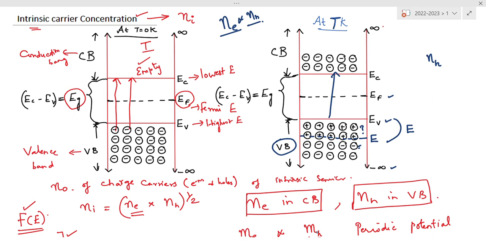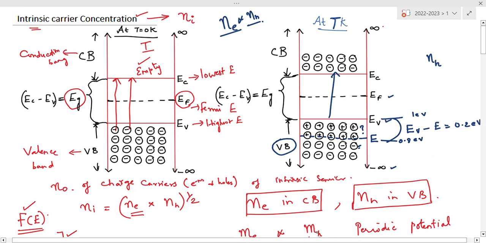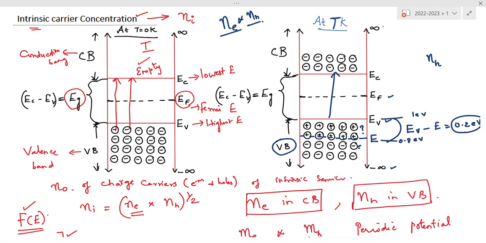For example, if I take this as 1 electron volt and this as 0.8 electron volt, then EV minus E is 0.2 electron volt. For simplicity, as an example, I have considered EV minus E as 0.2 electron volt. This depends on how much thermal energy is consumed by the electrons to cross the forbidden energy gap and be available in the conduction band. So generally we can consider EV minus E as X kBT.